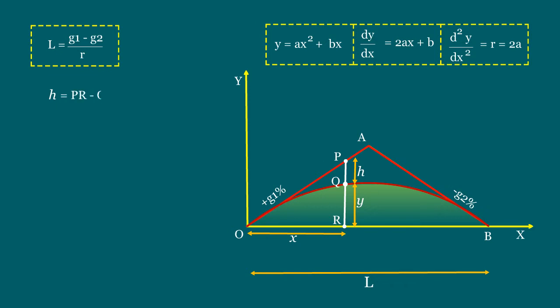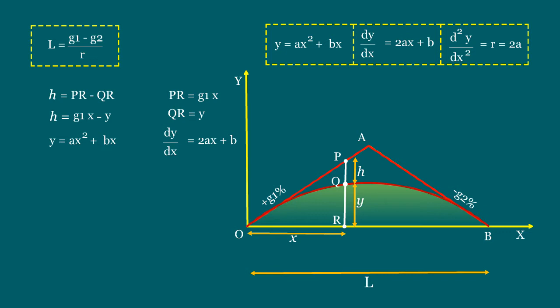This h equals PR minus QR. Here, the value of PR equals G1 into x, and QR equals y. Now, PQ, that is h, equals G1x minus y. Here, G1 is the slope in percentage, and x is the horizontal distance, or the number of chords, n, measured from the beginning of the curve. Now, we will find the value of y by using the equations of the parabola. That is, y equals ax square plus bx, and dy by dx equals 2ax plus b.